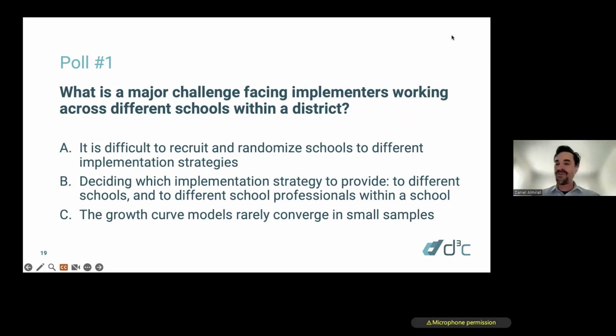And C, the growth curve model doesn't converge. All right. So obviously the answer is B. Okay. All right. Let's get right to it.